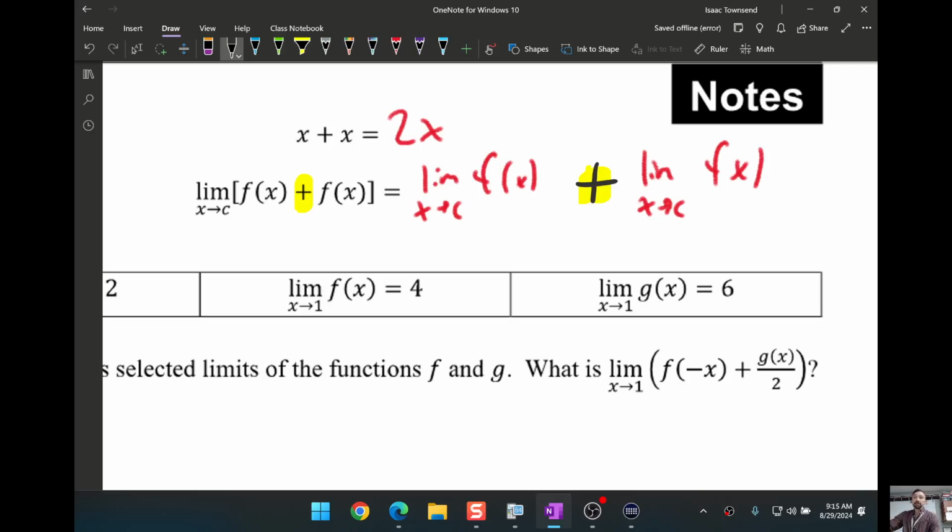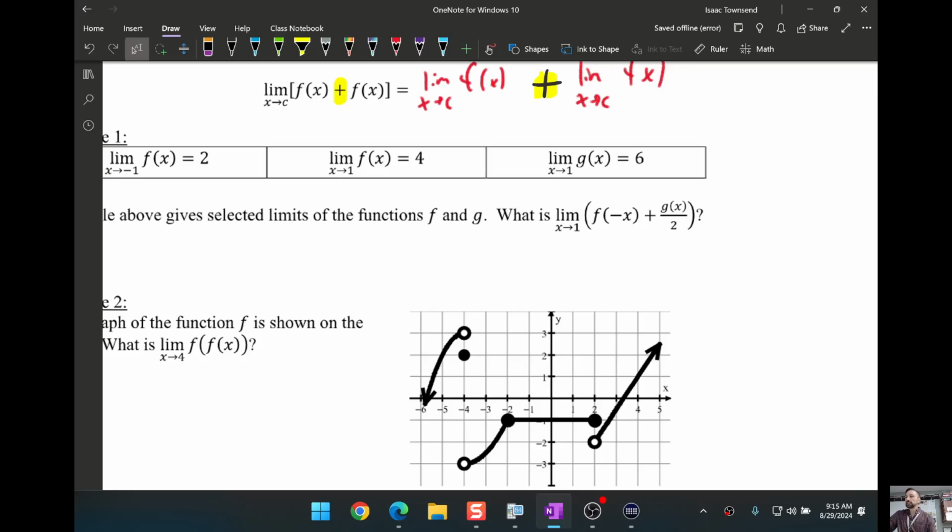Likewise, if this is a minus, you would do them separately and then subtract. If it's multiply, you do them separately and then multiply. If it's division, you do them separately and then divide. Add, subtract, multiply, and divide. You don't really need to memorize anything special. Just know to do them separately and then do the math operation in between.